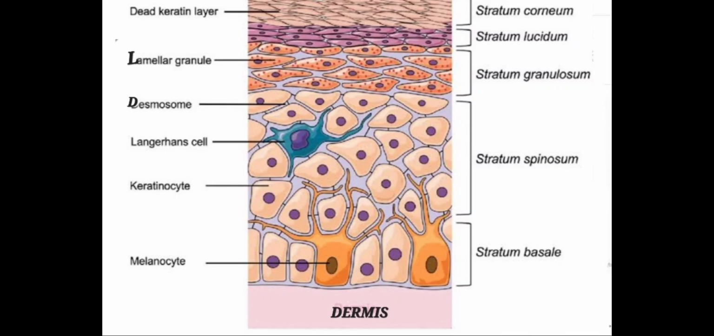Next is the stratum granulosum layer. It contains 3 to 5 cell layers of diamond shaped cells with keratohyalin and lamellar granules. The keratohyalin layer contains keratin precursors that eventually aggregate, cross link, and form bundles, whereas the lamellar granules contain glycolipids which act as a glue, keeping the cell structures intact together.